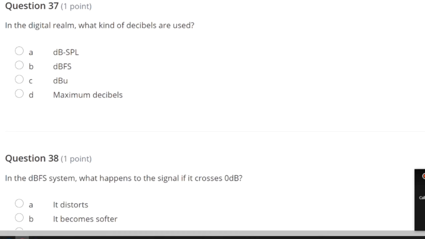Question 37. In the digital realm, what kind of decibels are used? A. dBSPL, B. dBFS, C. dBu, or D. maximum decibels? Though I wish it was D, the answer is dBFS. Decibels relative to full scale. That's the peak RMS, right? You got the hovering white dashes that correspond to RMS, and then the absolute threshold is the peak. That is dBFS.